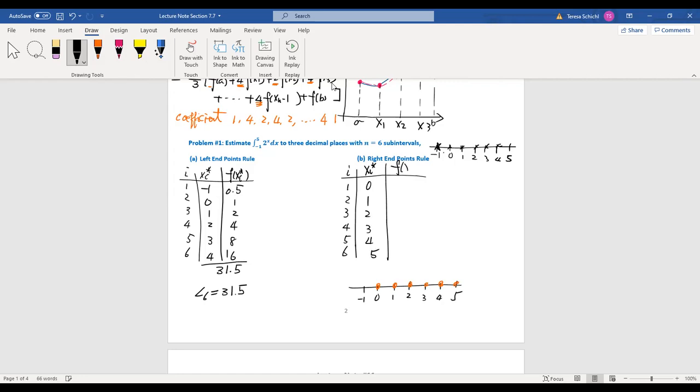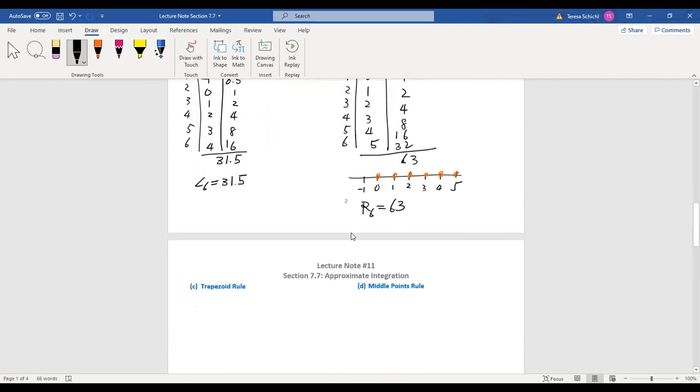Then you substitute into your function, the 2 to the x function. You put the x stars in, and you will have 1, 2, 4, 8, 16, 32. When you add them together, it's 63. This is what we call the right-hand approach. So as you can see, the left and right hand approaches, because there are only 6 intervals, the difference is huge.